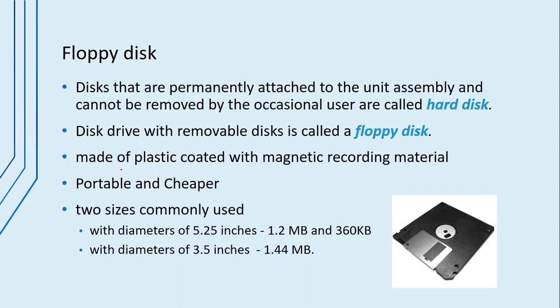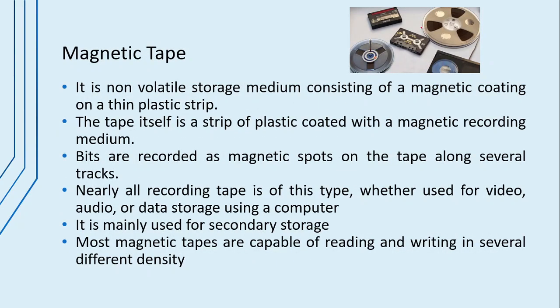The floppy disk is made up of plastic coated with magnetic recording material. This kind of memory is portable as well as cheaper. In a floppy disk you can store a maximum of 1.44 MB, and right now floppy disks are not used because they have a very small size. Now magnetic tape. This is an example of a non-volatile storage medium consisting of a magnetic coating on a thin plastic strip.